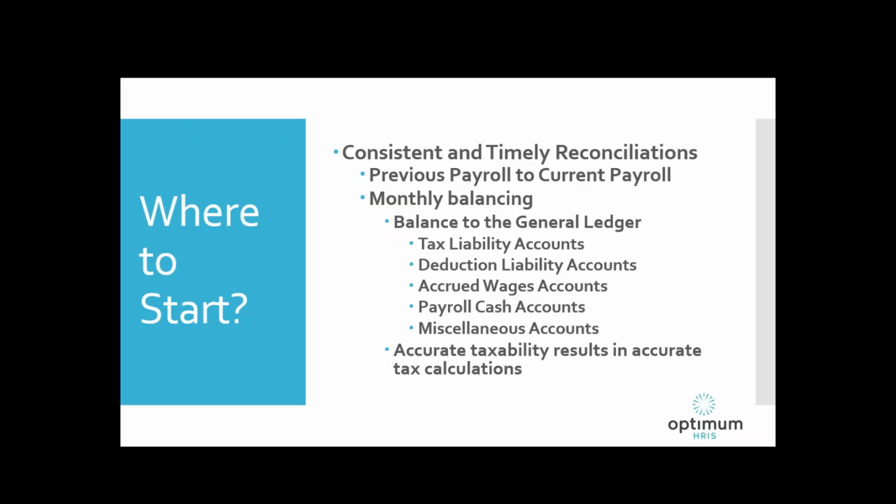Accrued wages account. This should be zero after you've made your payroll. And for those of you who operate under a cash accounting method, you have a payroll cash account. This account should also be zero, or you should understand why there is any balance remaining in that account at the end of a month. And any other miscellaneous accounts that might be related to payroll, understand why there are balances in those accounts if you see any.